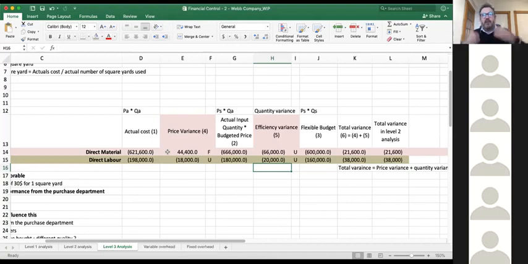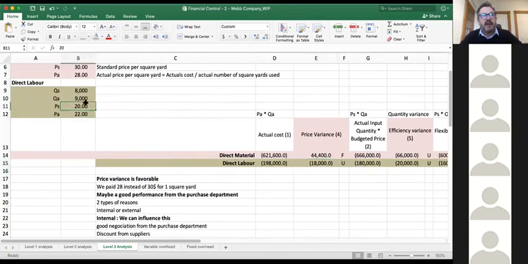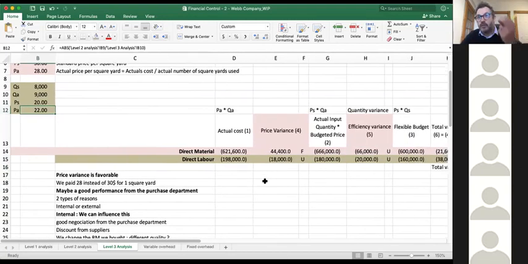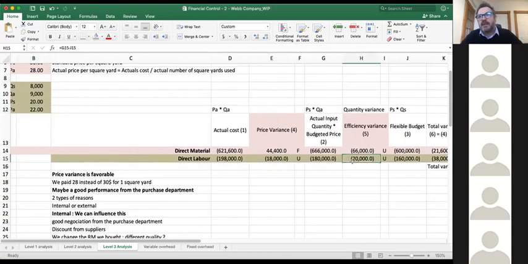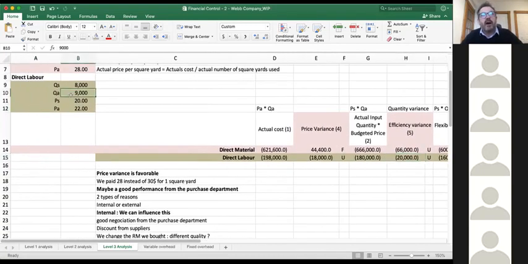It's just a quantity issue and a price issue. Now we have to step back and imagine what could be the reasons why we have a good or a bad performance for the direct labor when it comes to quantity and price. So for the price, we planned to have a $20 cost for 1 hour of work, and we have 22. Okay, so it's been more expensive for us, for the human resources. And for the quantity, same thing. We used more hours than what we planned. Okay, so why is that? Who is responsible for this?